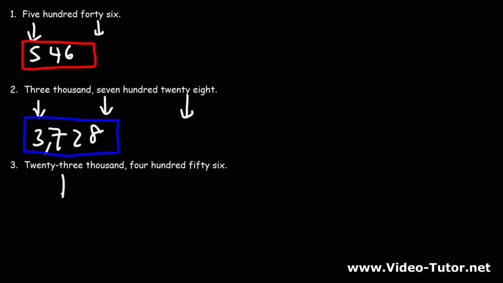Now, what about the last one? 23,456. Keyword 23, 4, 56. You can literally see it. So that's how you can write 23,456 in standard form.